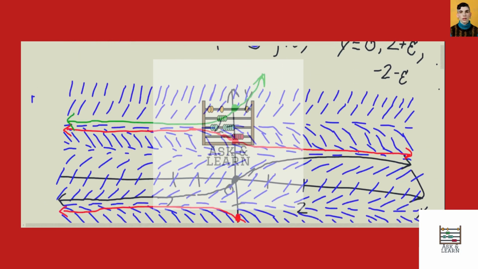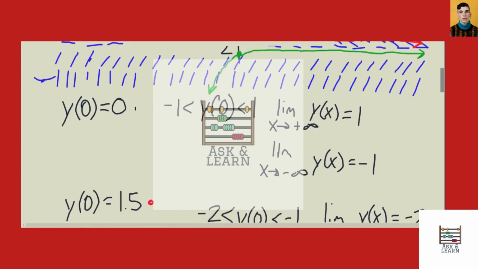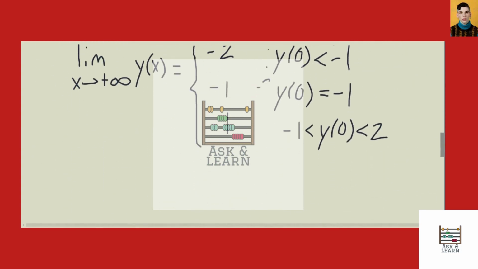We see that if y0 is equal to 2, then we have a new limit of 2. And if y0 is anything greater than 2, the limit is infinity. So we have a limit of 2 if y0 is equal to 2. And finally, we have a limit of positive infinity if y0 is greater than 2.